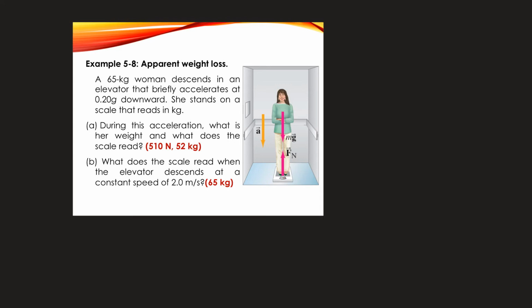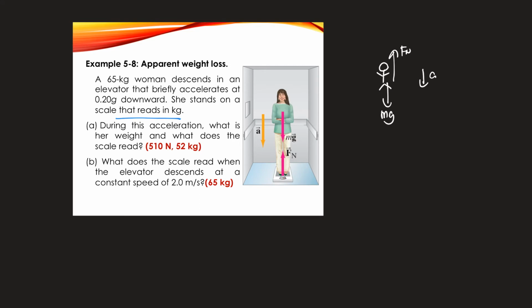And the scale basically reads in kilogram. Okay, so the first thing first, draw the FBD. So this woman is standing on the scale, so the scale gives this woman a normal force upward. And this woman has mg, and now you are basically moving downward.